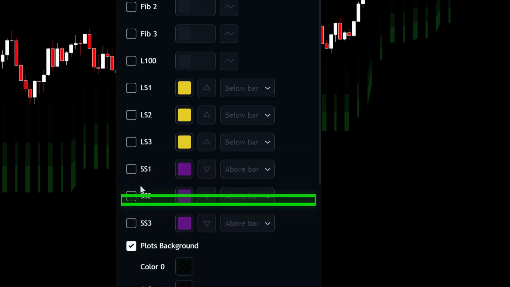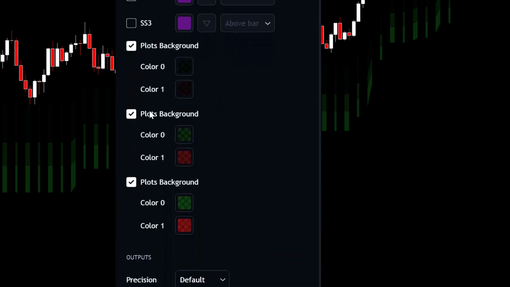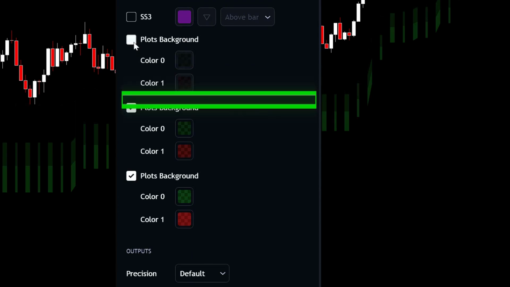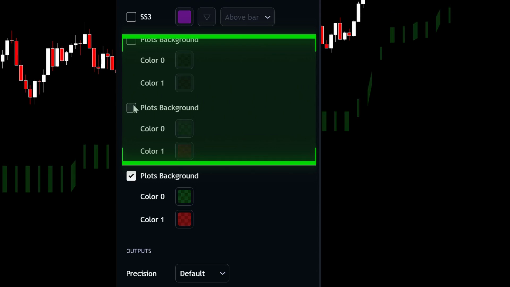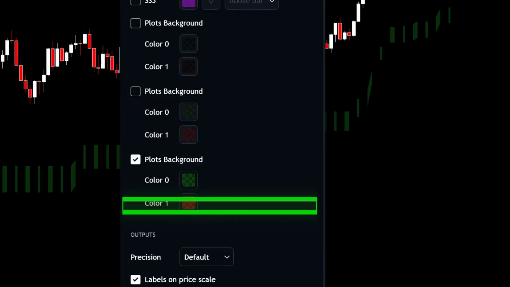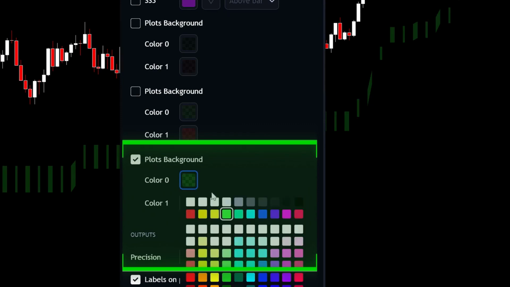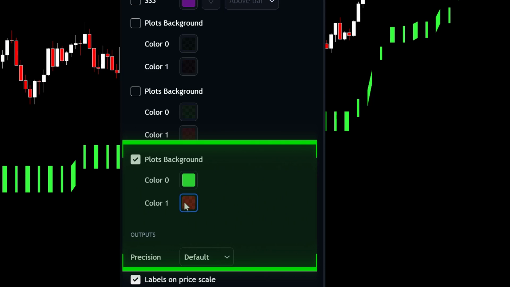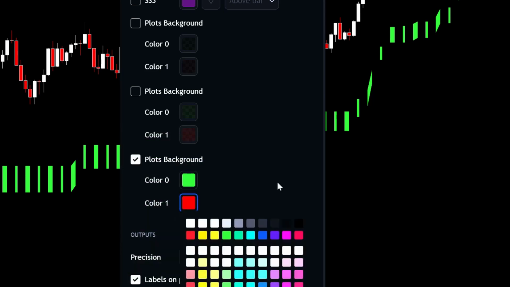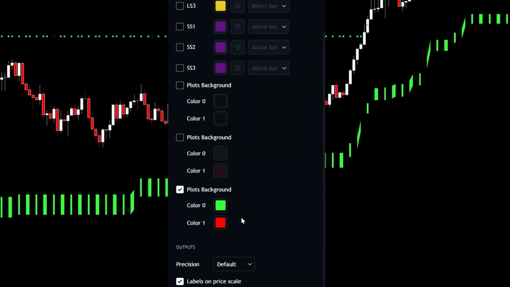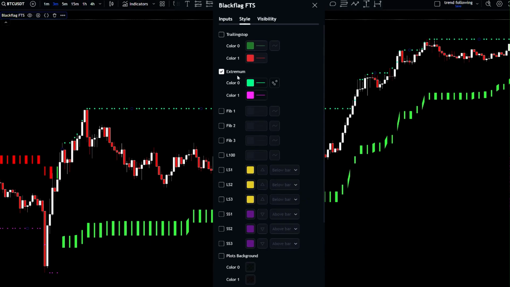Boom, nice and clean. And finally, those plot backgrounds. We're turning off the first two completely. Just click those off. But for the last one, we're actually gonna do the opposite. We're gonna crank up the opacity a little bit, just so it pops a bit more on the chart and it's easier to see what's going on. There you go, nice and clean.